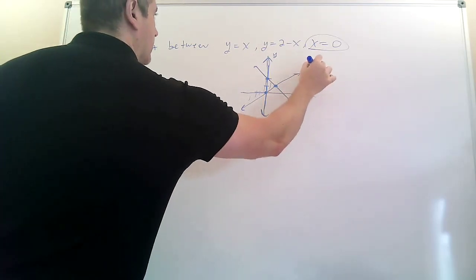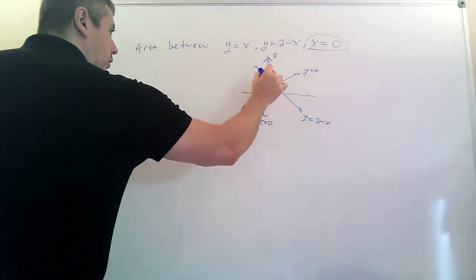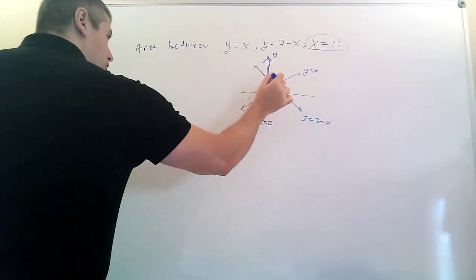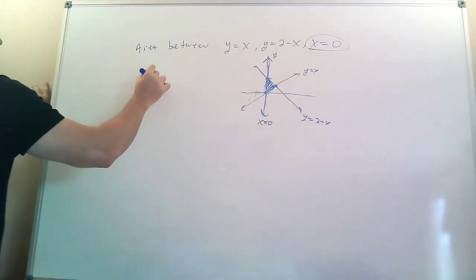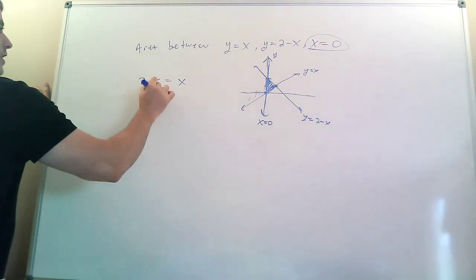This one was y equals x. This was y equals 2 minus x. You have to be able to draw these things. So once you have this there, look, you have this little triangle. That's the area that you're looking for, right in there. So I need that point. I have to set these equal to each other. Again, it does not get any easier than this. This is a linear equation.